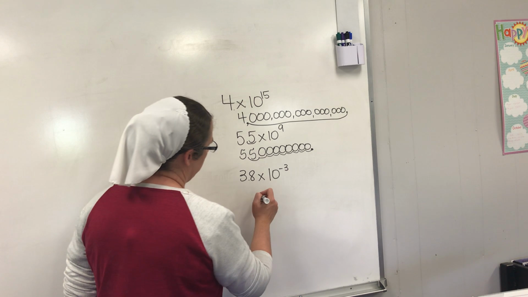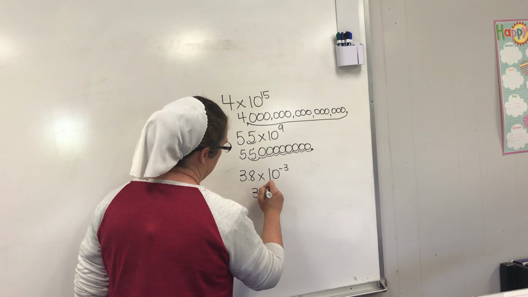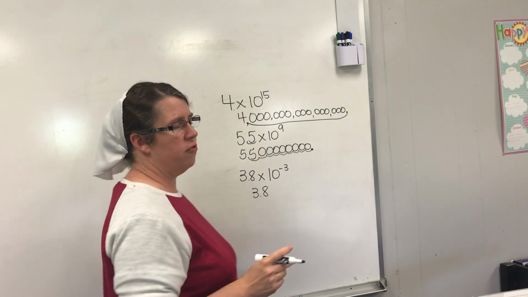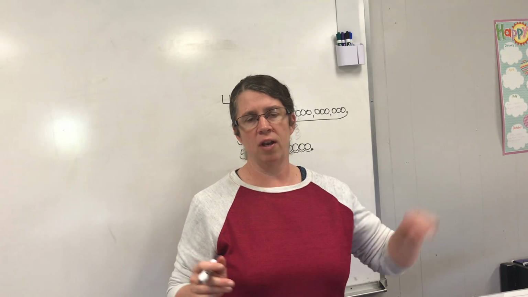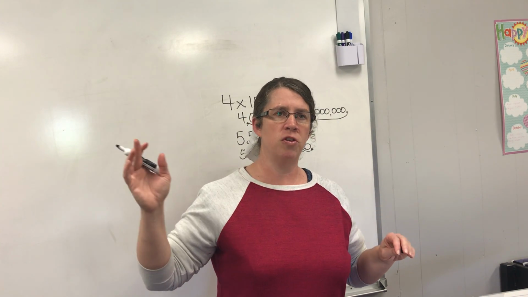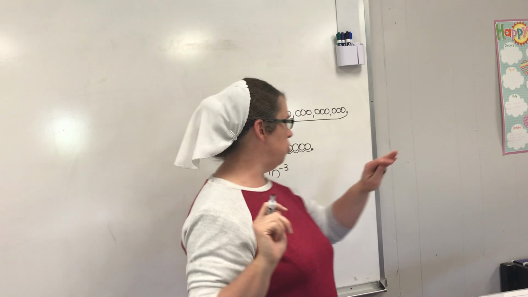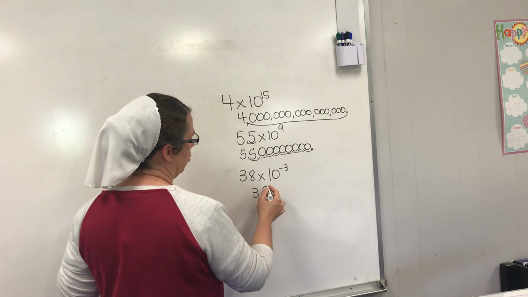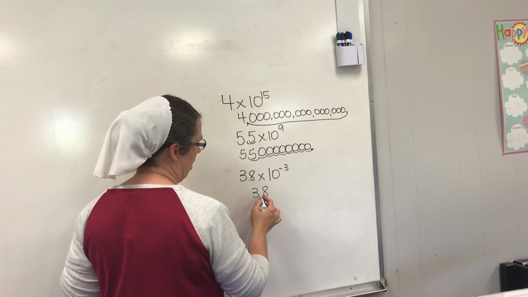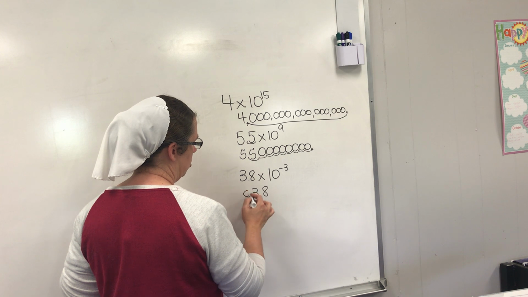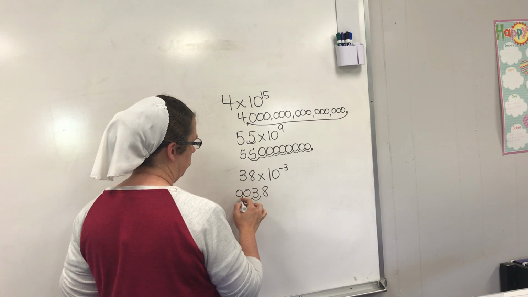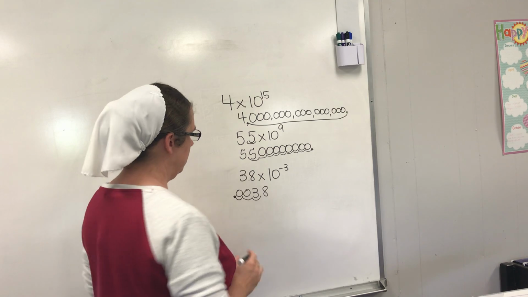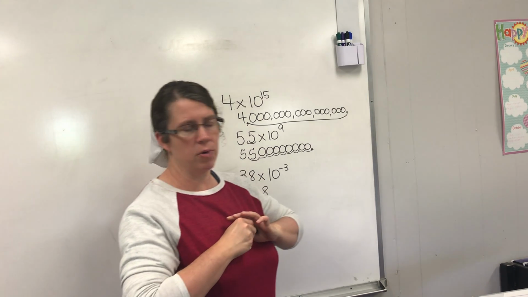All right, and if we want to do this one, this is a -3. Remember, negatives, you move it to the left. Positive exponents, you move it to the right. Negative exponents, you move it to the left. So we're going to move it 3 places to the left. 1, 2, 3. 0.0038.